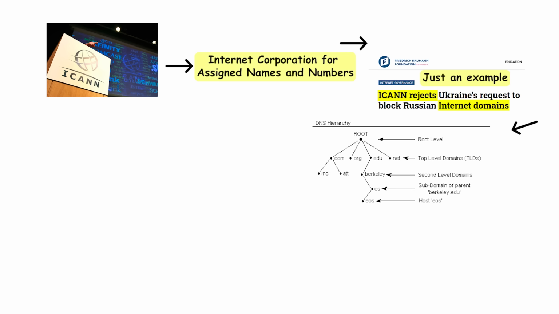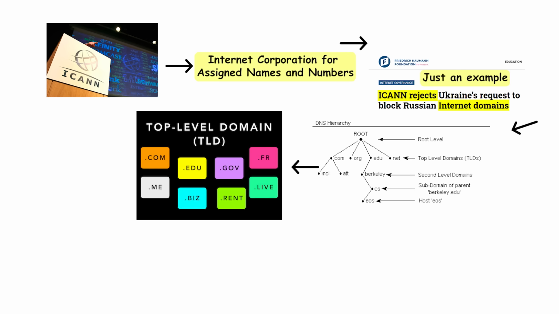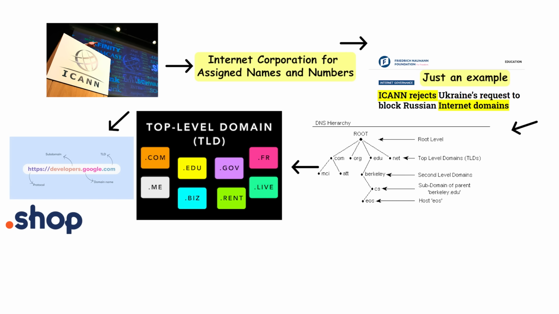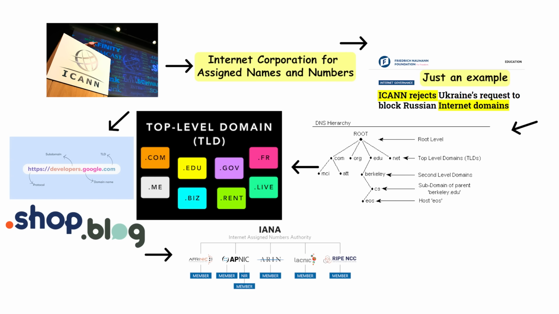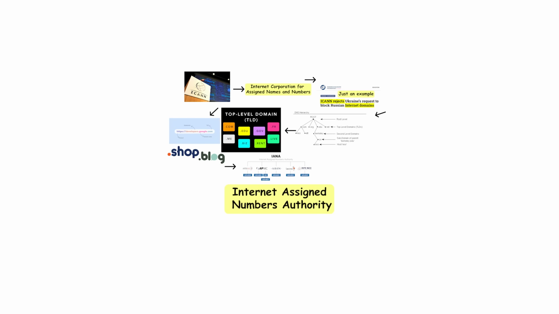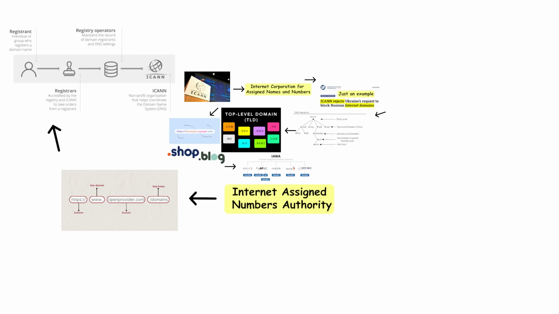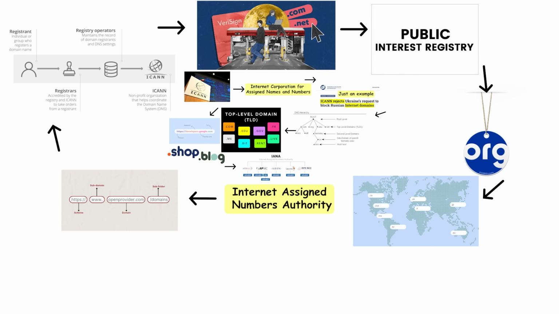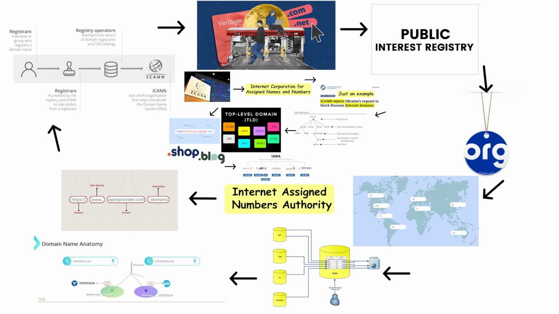ICANN manages the DNS root zone, the master list of all top-level domains. Which new top-level domains get approved, like .shop or .blog. Global IP address allocation through IANA, the Internet Assigned Numbers Authority. Each top-level domain has a registry operator. VeriSign runs .com and .net. Public Interest Registry runs .org. Each country has its own registry for its country code. These registries maintain the master databases of who owns which domain names under their TLD.